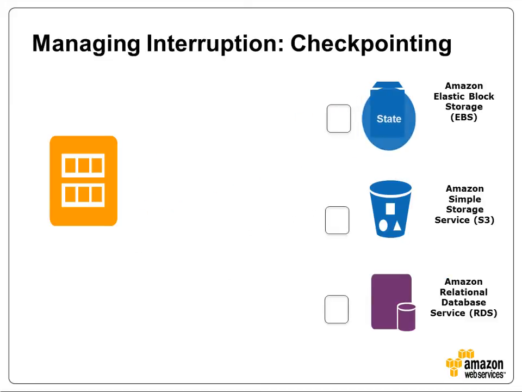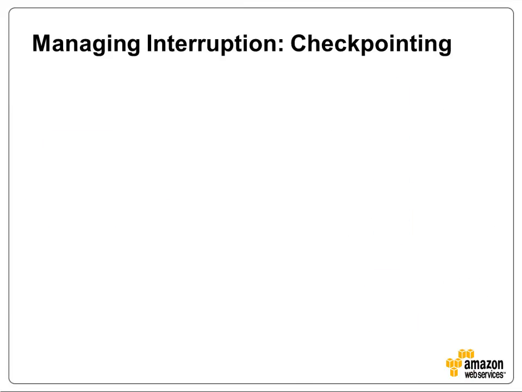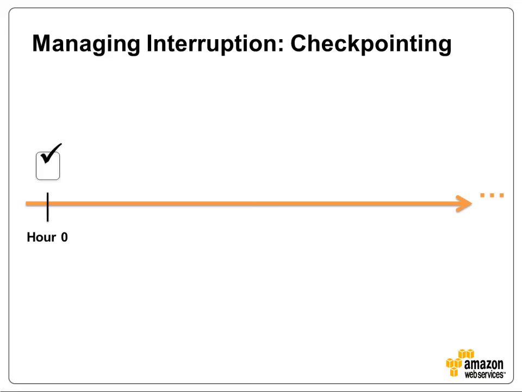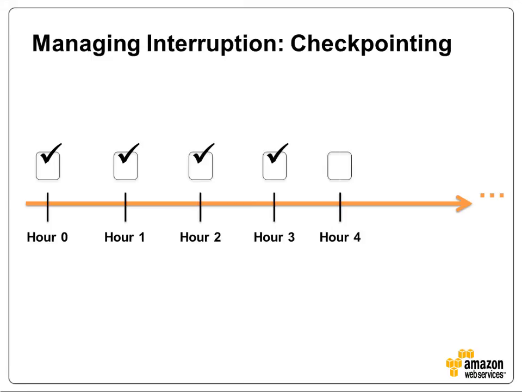And finally, there's checkpointing. Customers that use this type of interruption management typically write state out to a persistent location on a periodic basis, such as EBS, S3, or RDS. Some customers think that they need to be notified prior to termination so that they can checkpoint prior to shutdown. However, most customers using checkpointing just set up a recurring process to checkpoint with roughly the same effect.